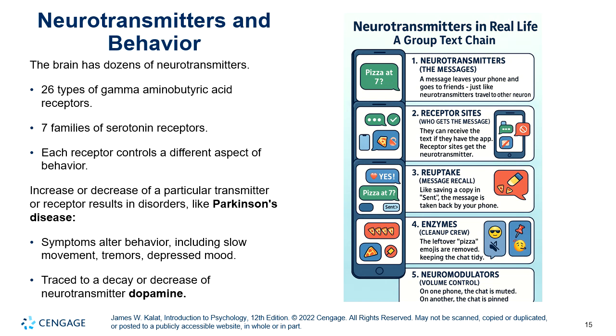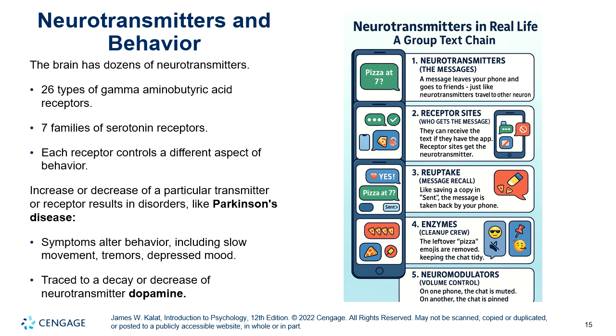Starting with the neurotransmitters, the messages. Your phone sends a text, pizza at 7? This is like a neurotransmitter. The actual message leaving your phone, the sending neuron, and traveling to your friends, the receiving neurons.